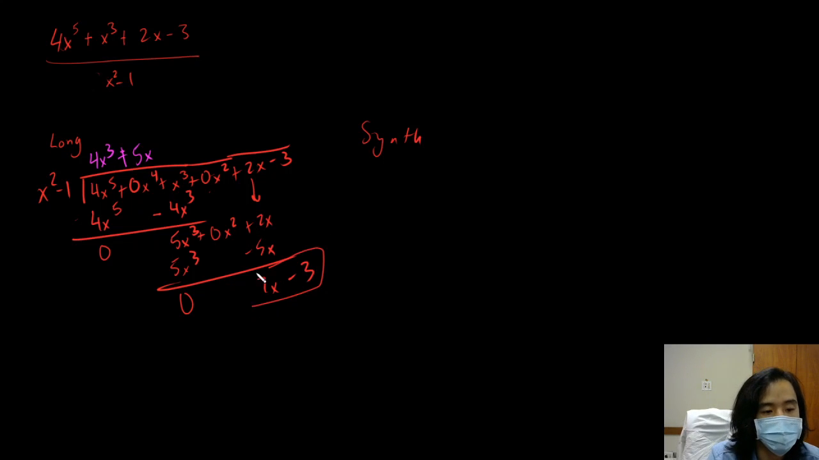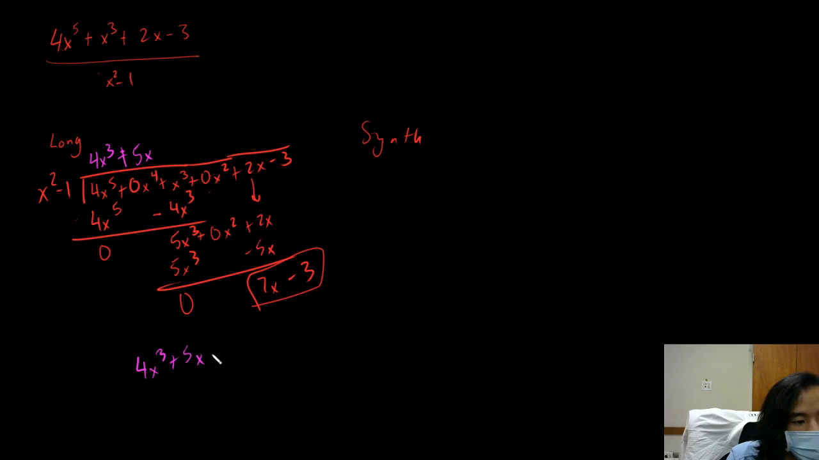And this is going to be your remainder because x squared doesn't go into 7x. We have too many x's in our divisor. So this is your remainder. So your answer is going to be 4x cubed plus 5x plus 7x minus 3 over x squared minus 1. I think that's right. Hopefully that's right.